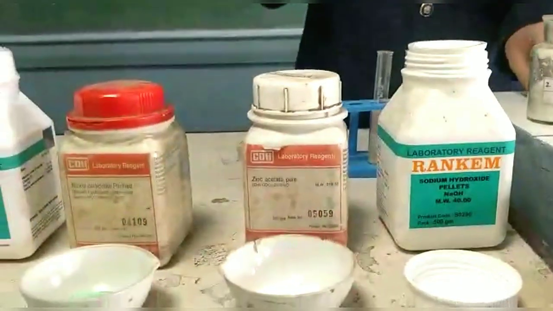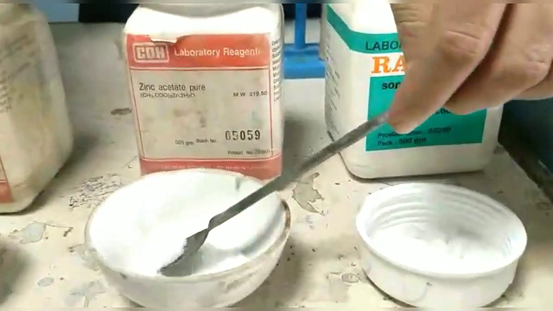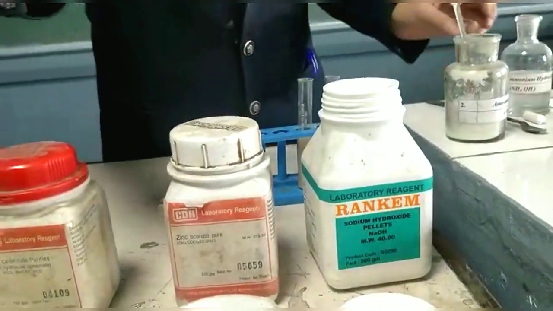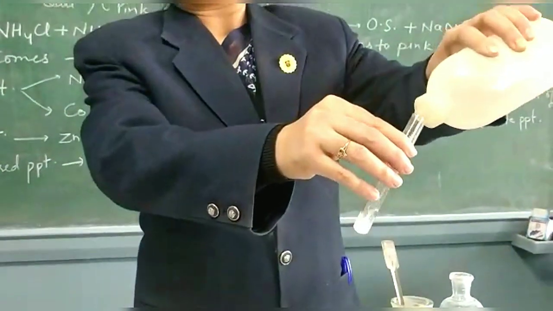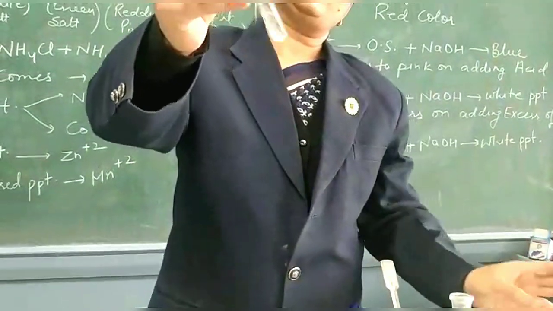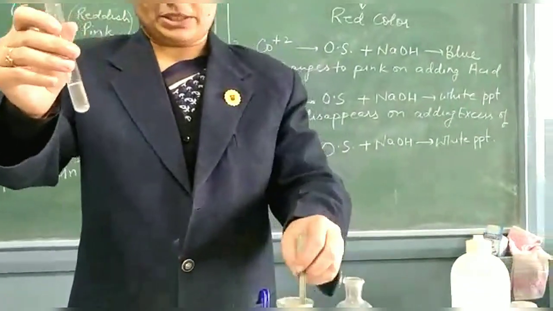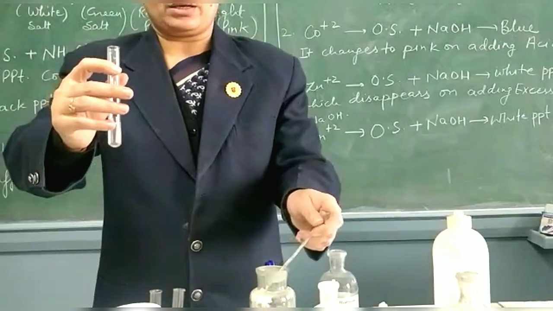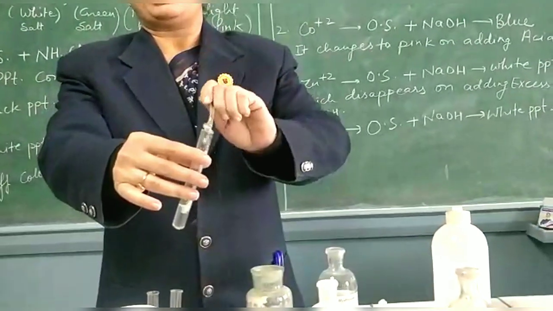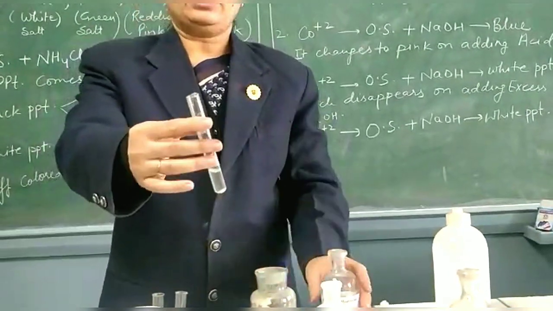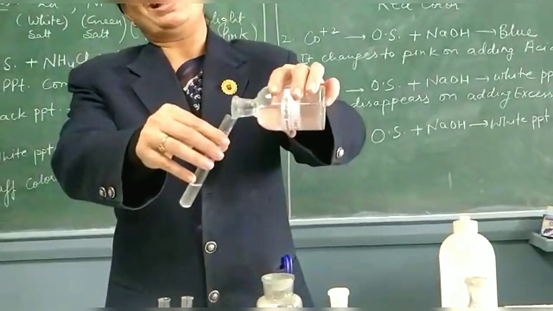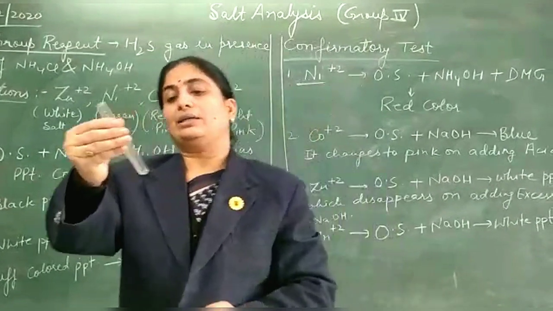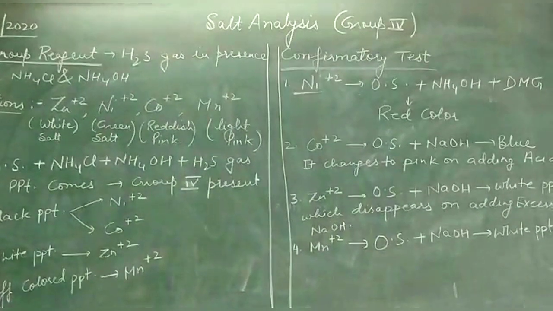Now fourth, we'll move to zinc ion. The zinc is pure white in color. Again, just by seeing, if we get the precipitate in the fourth group after adding the group reagent, we come to know that if the salt is white, it must be zinc. So adding ammonium chloride and then ammonium hydroxide, mixing it well to make the medium basic, and then I pass H2S gas to it.